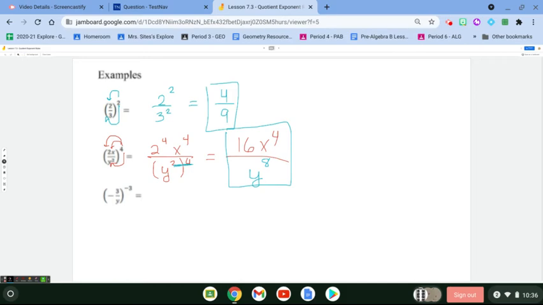Okay, and then the last example here, I always assign the negative to the numerator. So I would actually rewrite this problem before I start distributing, so I don't make a sign mistake. And always protect the negative numbers with a set of parentheses. This would be the quantity of -3 raised to the -3rd, and then y to the -3rd.